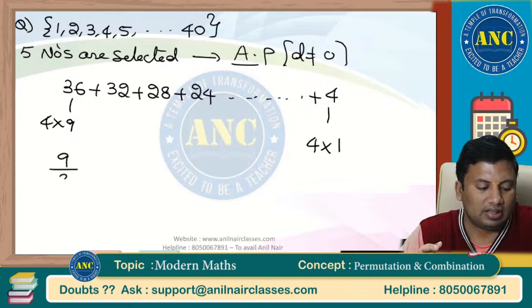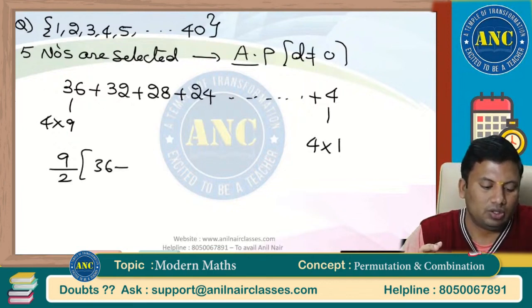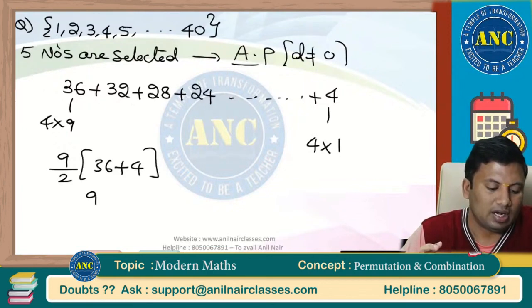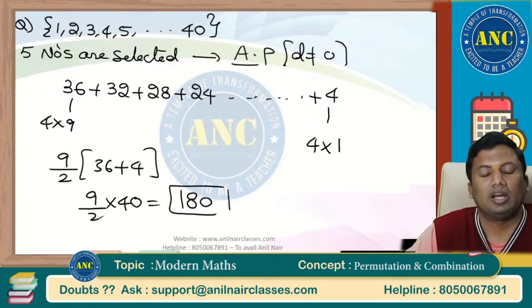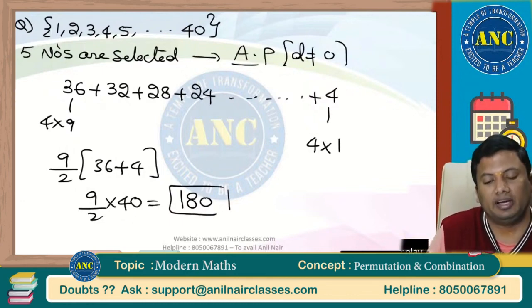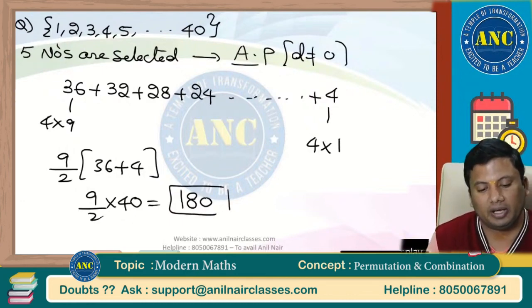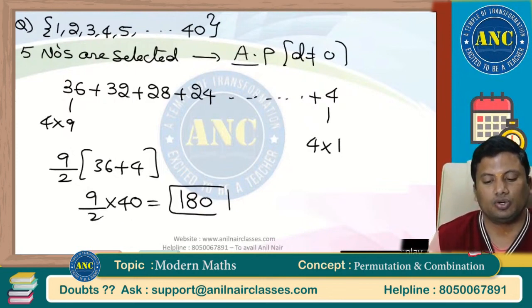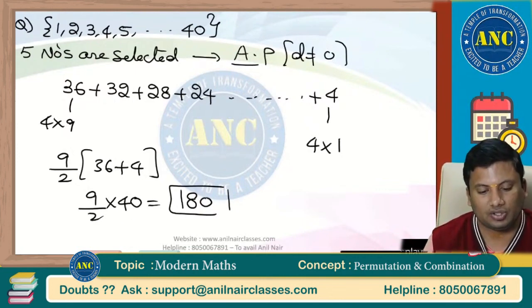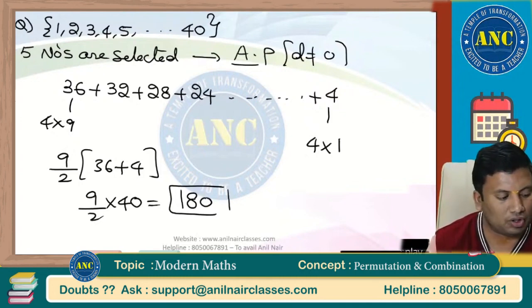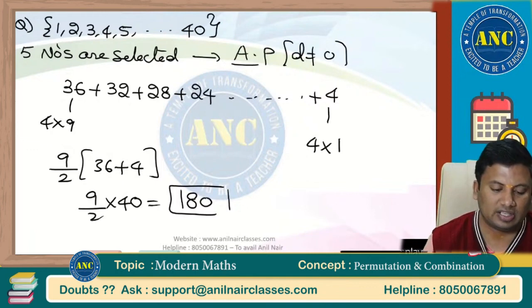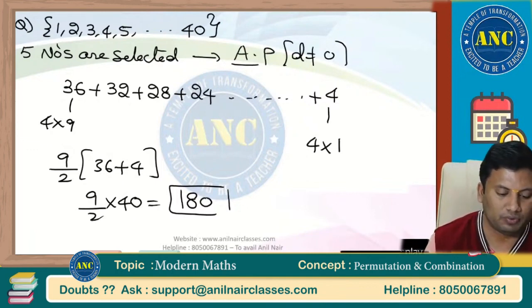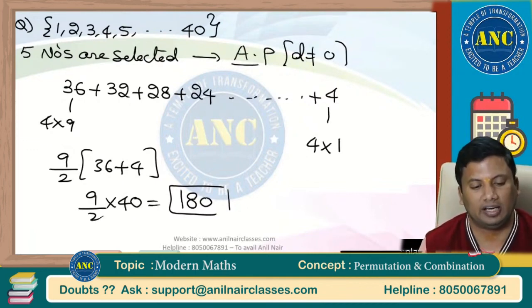So the answer is nothing but 9 by 2 into 36 plus 4, which is 9 by 2 into 40, which is nothing but 180. Total, in how many ways can you select 5 numbers such that they are in arithmetic progression? 36, 32, 28, 24 and so on up to 4. 4 tens are 40, 4 nines are 36. 9 by 2 into 36 plus 4, 9 by 2 into 40, it is nothing but 180.